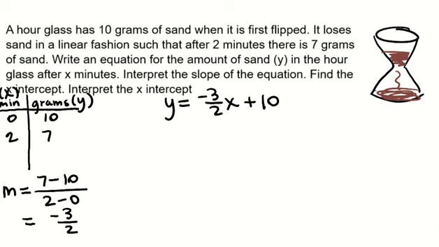So interpret the slope of the equation. So when they ask me to interpret the slope, it's a rate of change. It's the rate of change of y with respect to x. So it's the rate of change of the amount of sand with respect to time. The units of the slope are going to be the units of y divided by the units of x. So it'll be in grams per minute.